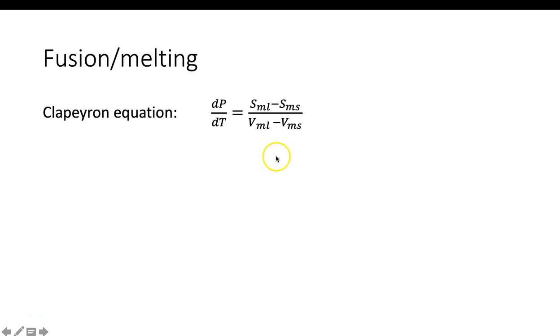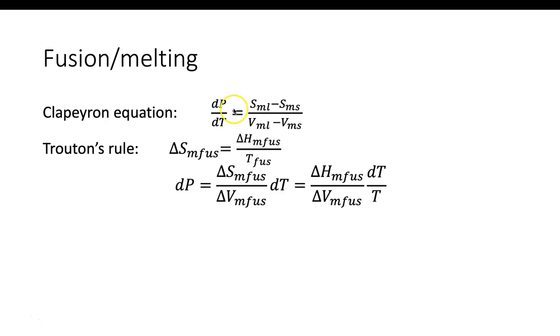And it relates dP/dT, and we have delta S of fusion, so liquid minus solid, and then delta V molar of fusion, liquid minus solid. Based on our definitions of the entropy, we know that the entropy of a phase change is the enthalpy of the phase change divided by the phase transition temperature. And that's Trouton's rule. So we're going to take the Clapeyron equation as a first order differential equation. We're going to split the variables, and then substitute in Trouton's rule so that we have dP on one side, and delta H of fusion over delta V of fusion, dT over T.